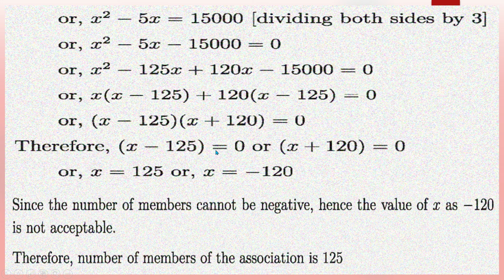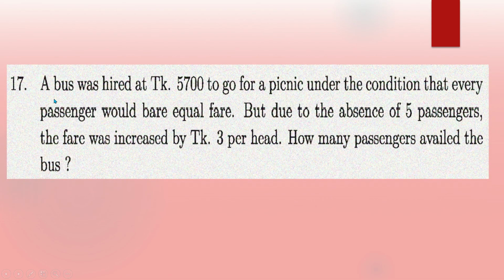Therefore this equals 0 or this equals 0. So this equals 125 and this equals minus 120. But a number of persons cannot be negative. So the total number of members or persons of this association will be 125. This is the required answer. Follow this, you can easily solve 17 number in your book, exercise 3.5, same math. Okay.